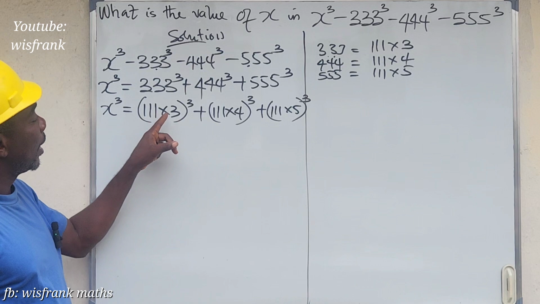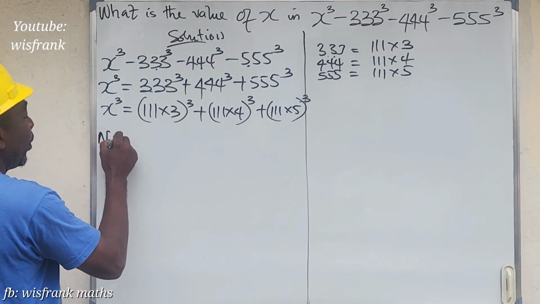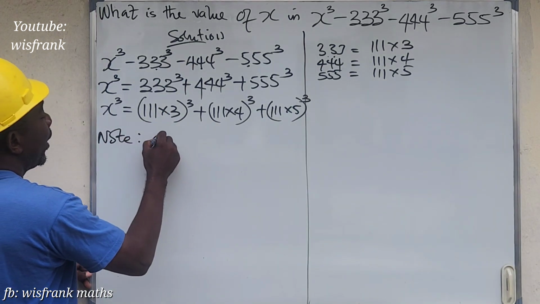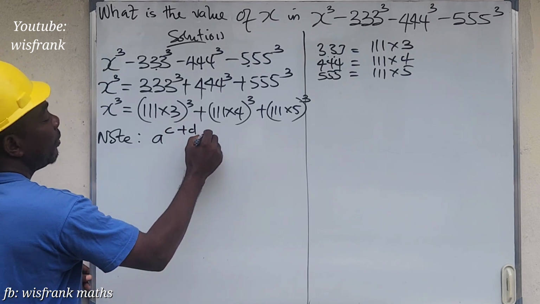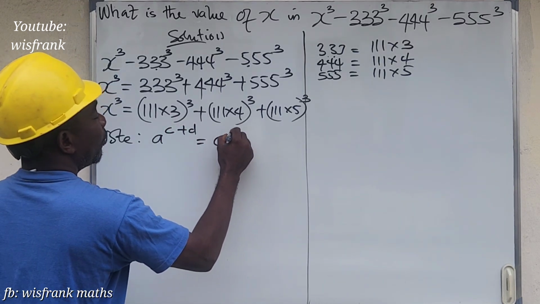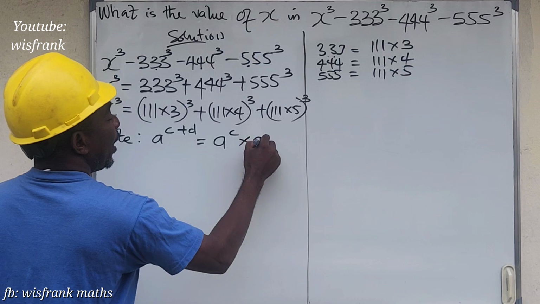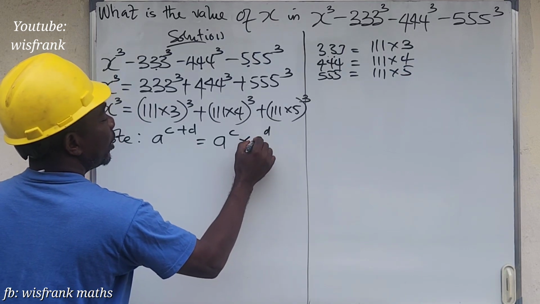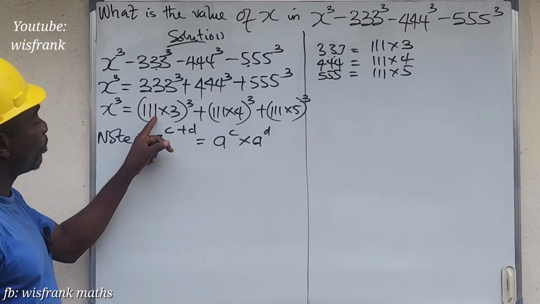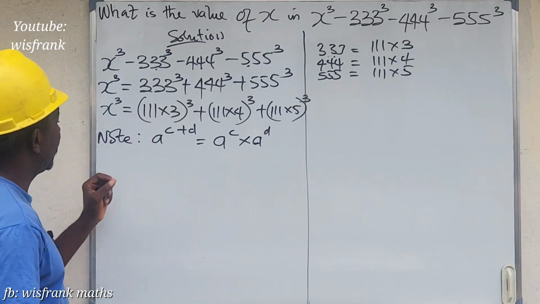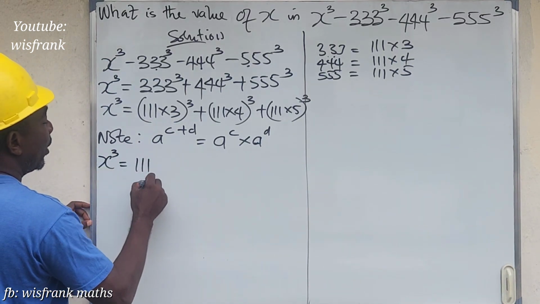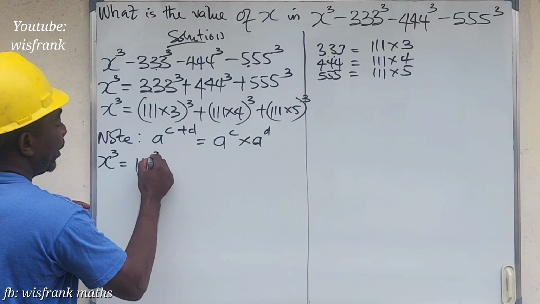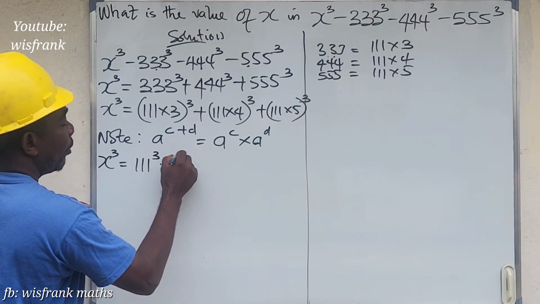So in this case, we recall that a times c, all to the power of d, is the same thing as a to the power of d times c to the power of d. So this is what we have. We are going to express this in this format. So this will become x to the power of 3 equals 111 to the power of 3 times 3 to the power of 3.